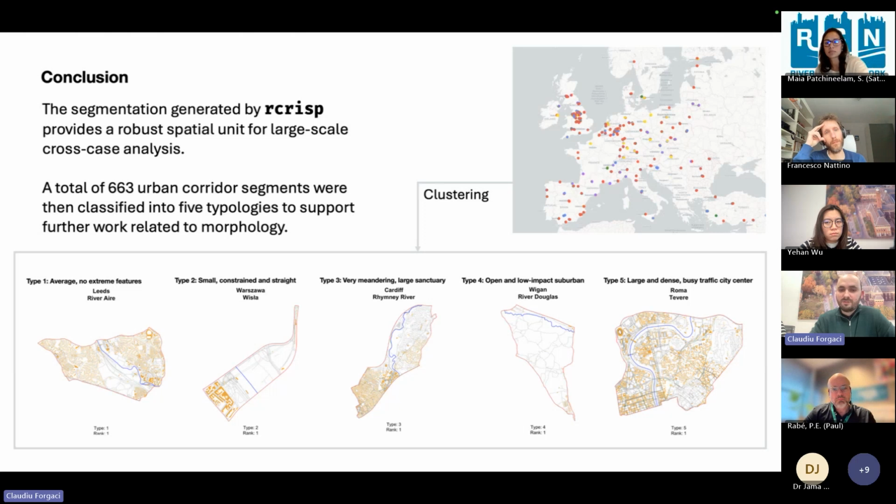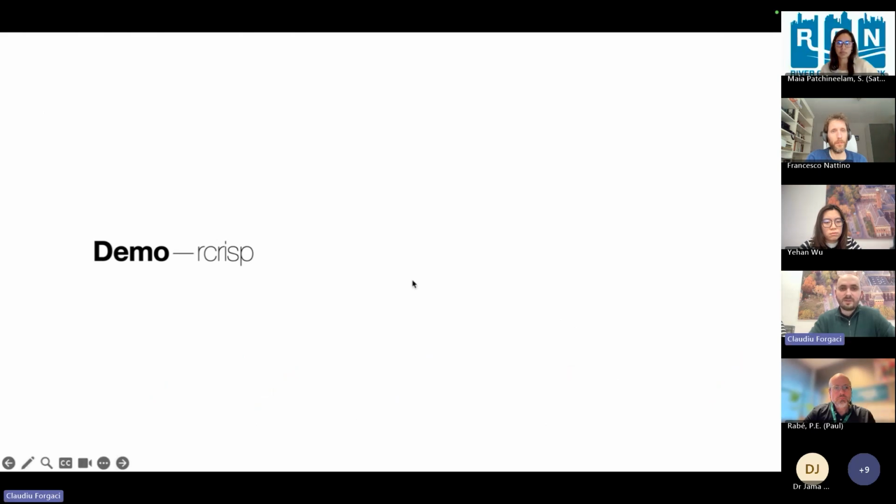So our focus here was on developing the methodology and demonstrating the value of working with such a spatial unit in which the river is central and morphologically delineated. But I would like to hand over now to Francesco for the demonstration so that you know how Rcrisp works.